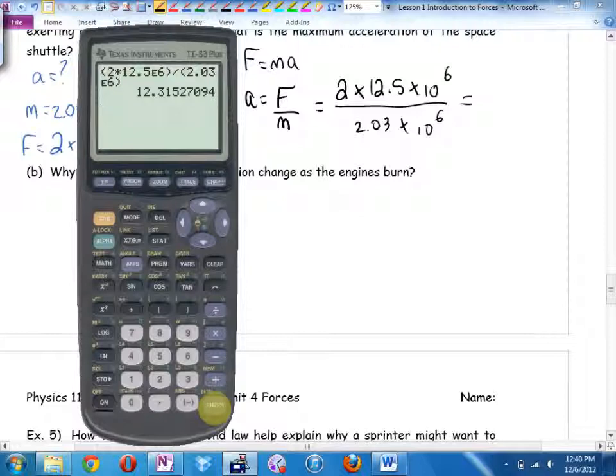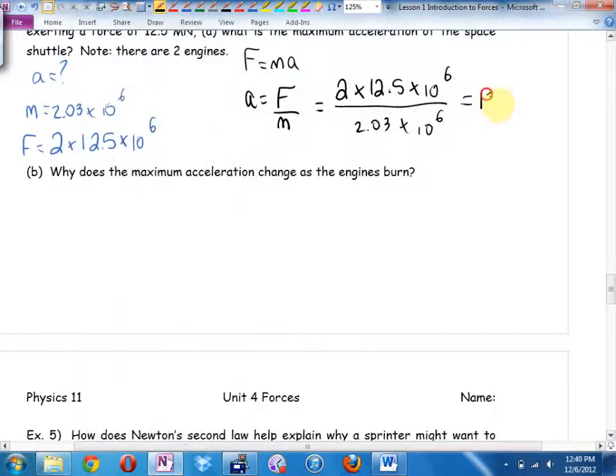You get 12.3? Someone double check me. Divided by, not minus, divided by. You get 12.3? Perfect. Units. Acceleration. Units. Meters per second squared.